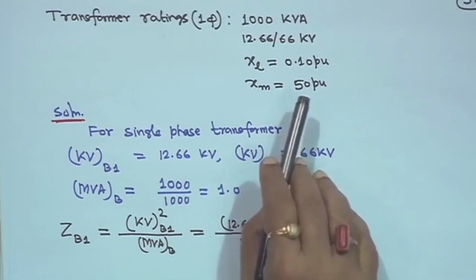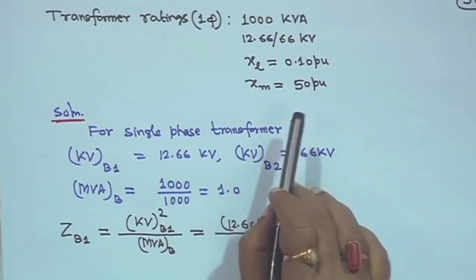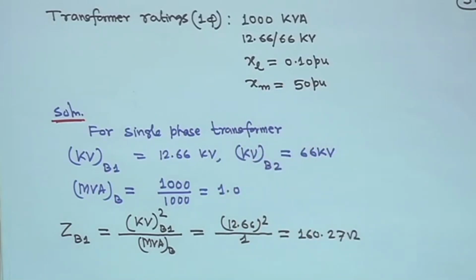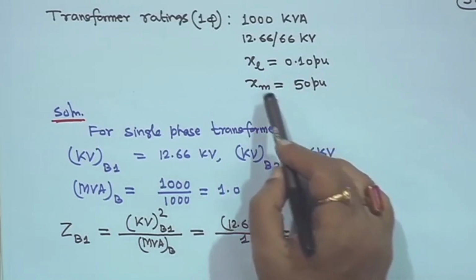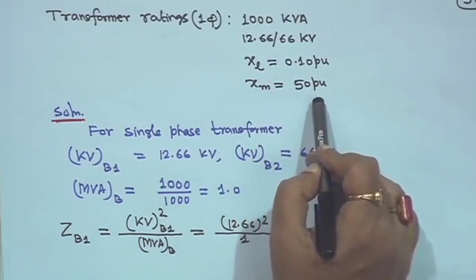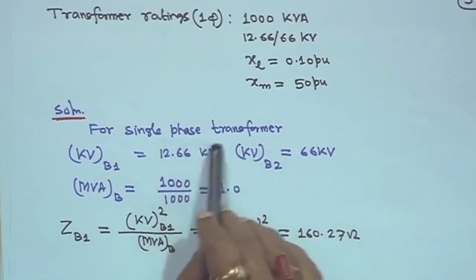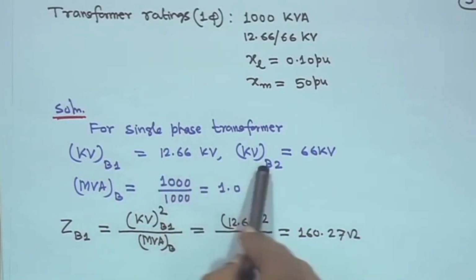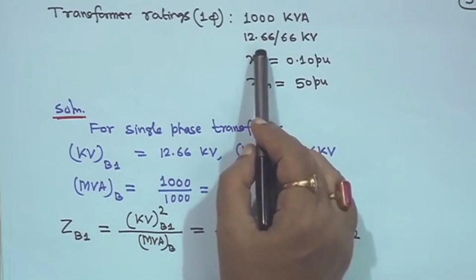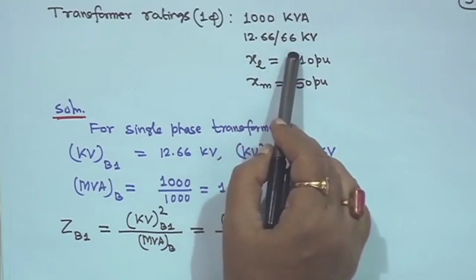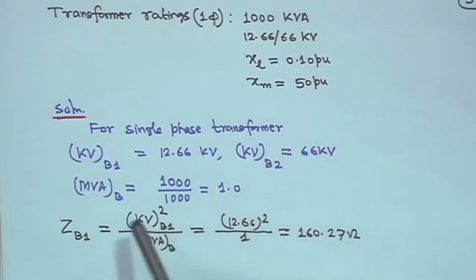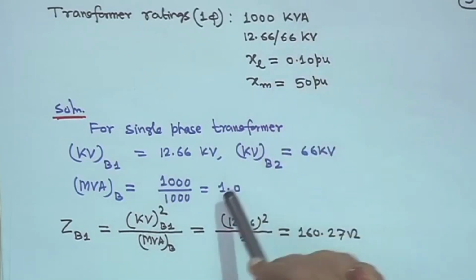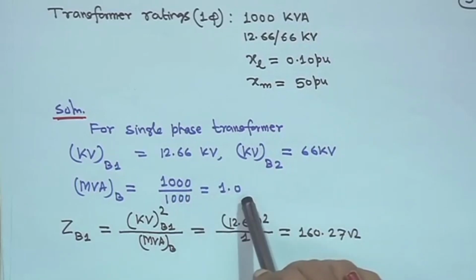So what you have to see is that if you take per unit for single phase or per unit for 3 phase, you will find they are the same. But this is for single phase per unit, and the magnetizing reactance is given as 50 pu. Now, when you consider this for a single phase, kV base 1 is 12.66 kV and kV base 2 is 66, because the primary side is 12.66 and the secondary side is 66 kV, and MVA base is 1000 kVA, that means it is 1 MVA, 1000 upon 1000.